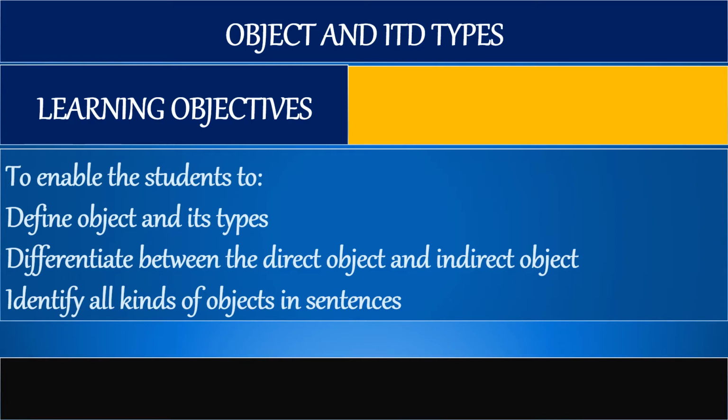The learning objectives of today's lesson: to enable the students to define object and its types, to differentiate between the direct object and indirect object, and to identify all kinds of objects in sentences.